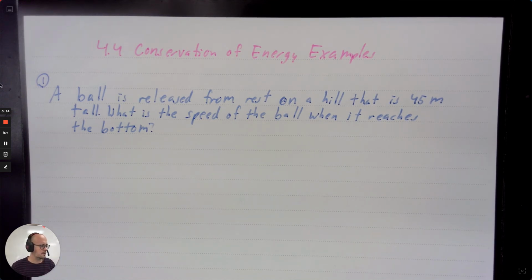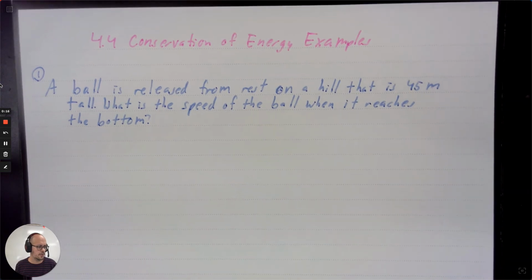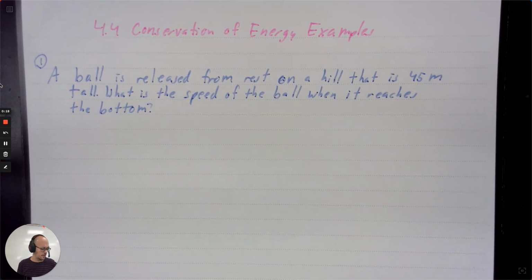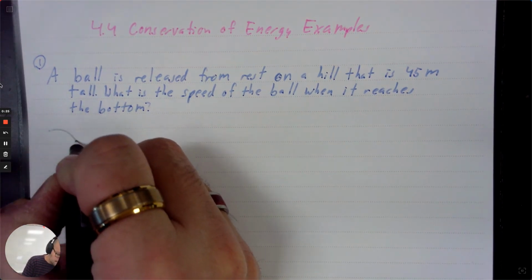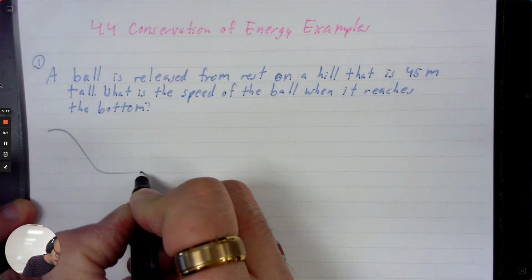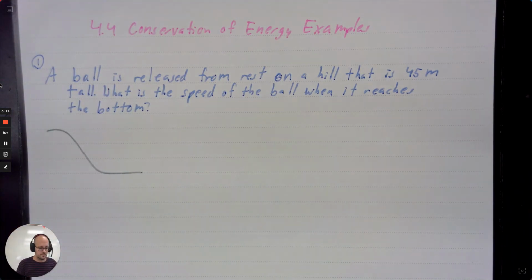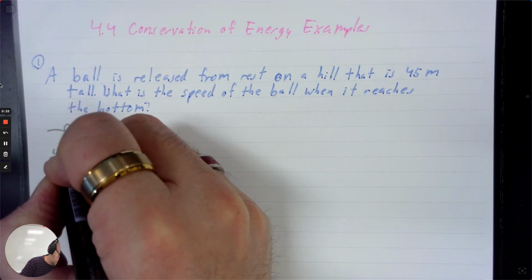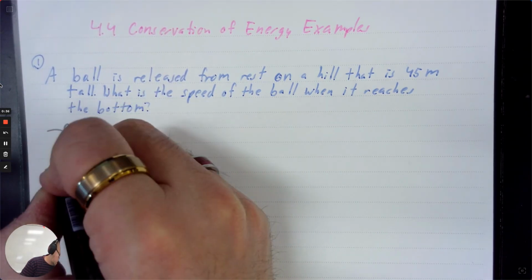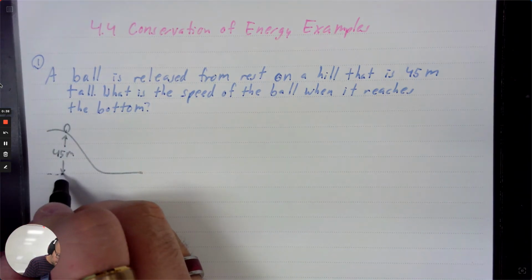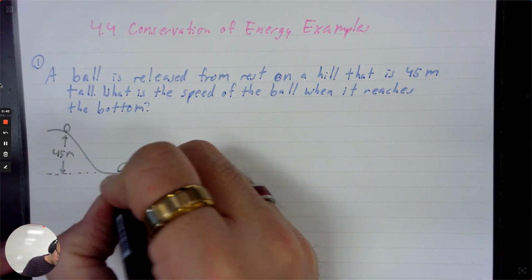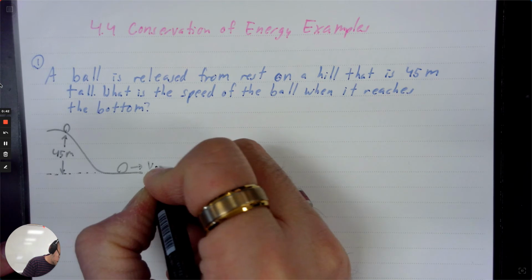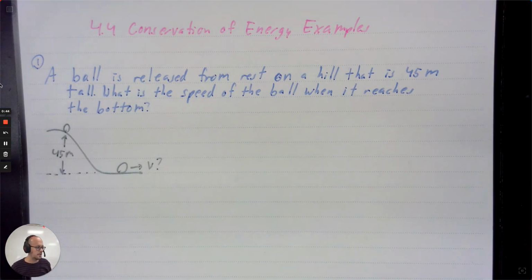A ball is released from rest on a hill that is 45 meters tall. What is the speed of the ball when it reaches the bottom? And so, one thing you want to do always is draw the picture. The nice thing about using energy is that the shape of things doesn't really matter. So here's the ball, and 45 meters is going to be the starting height of the ball. And then the ball is going to be going at some speed at the bottom.